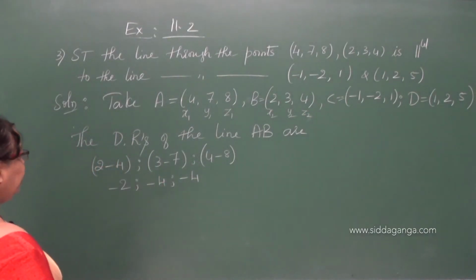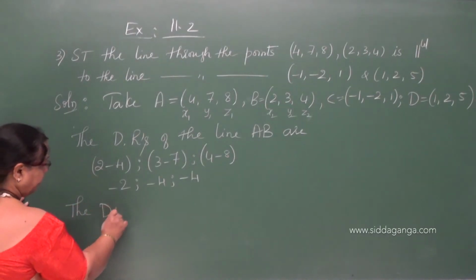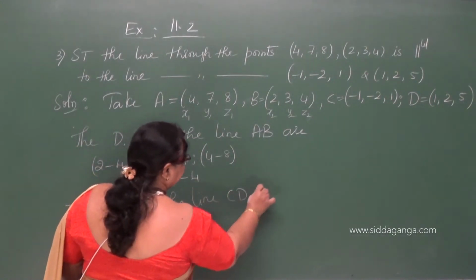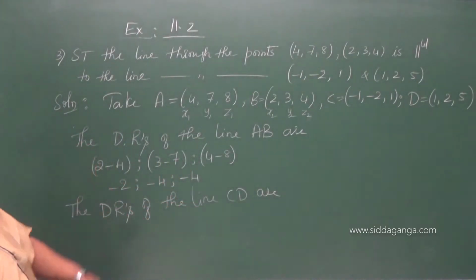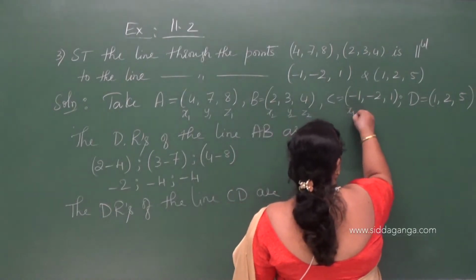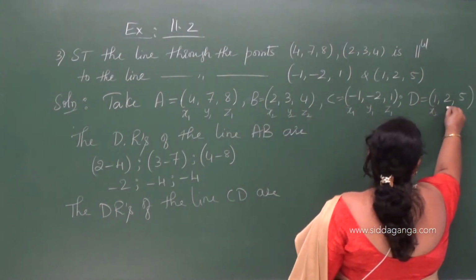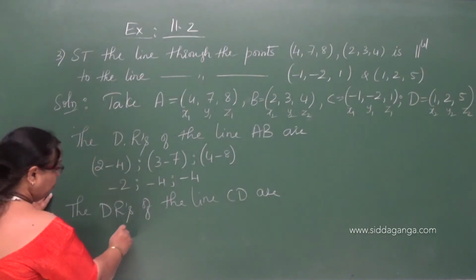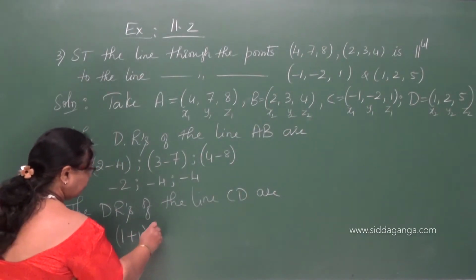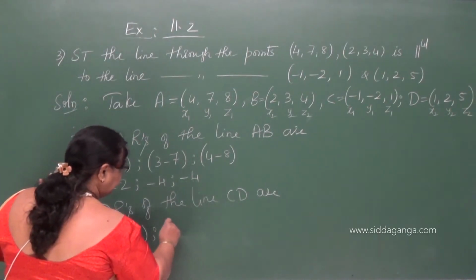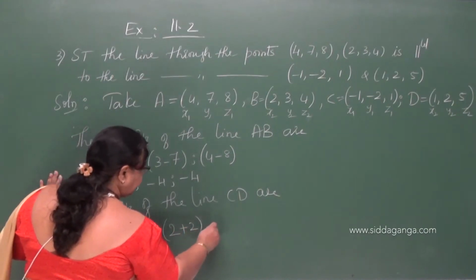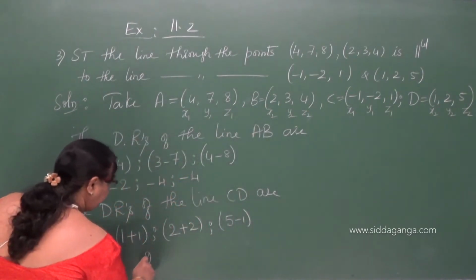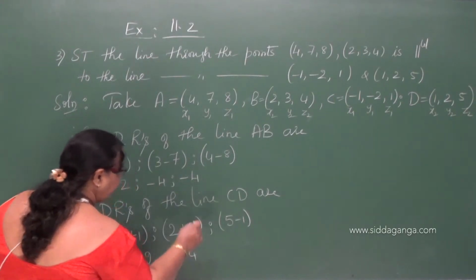Next, similarly, the direction ratios of the line CD: take C and D coordinates x1 y1 z1 and x2 y2 z2. x2 minus x1 is 1 minus minus 1, that is plus 2, comma, y2 minus y1, negative becomes positive, comma, z2 minus z1. That is 2, comma, 4, comma, 4.